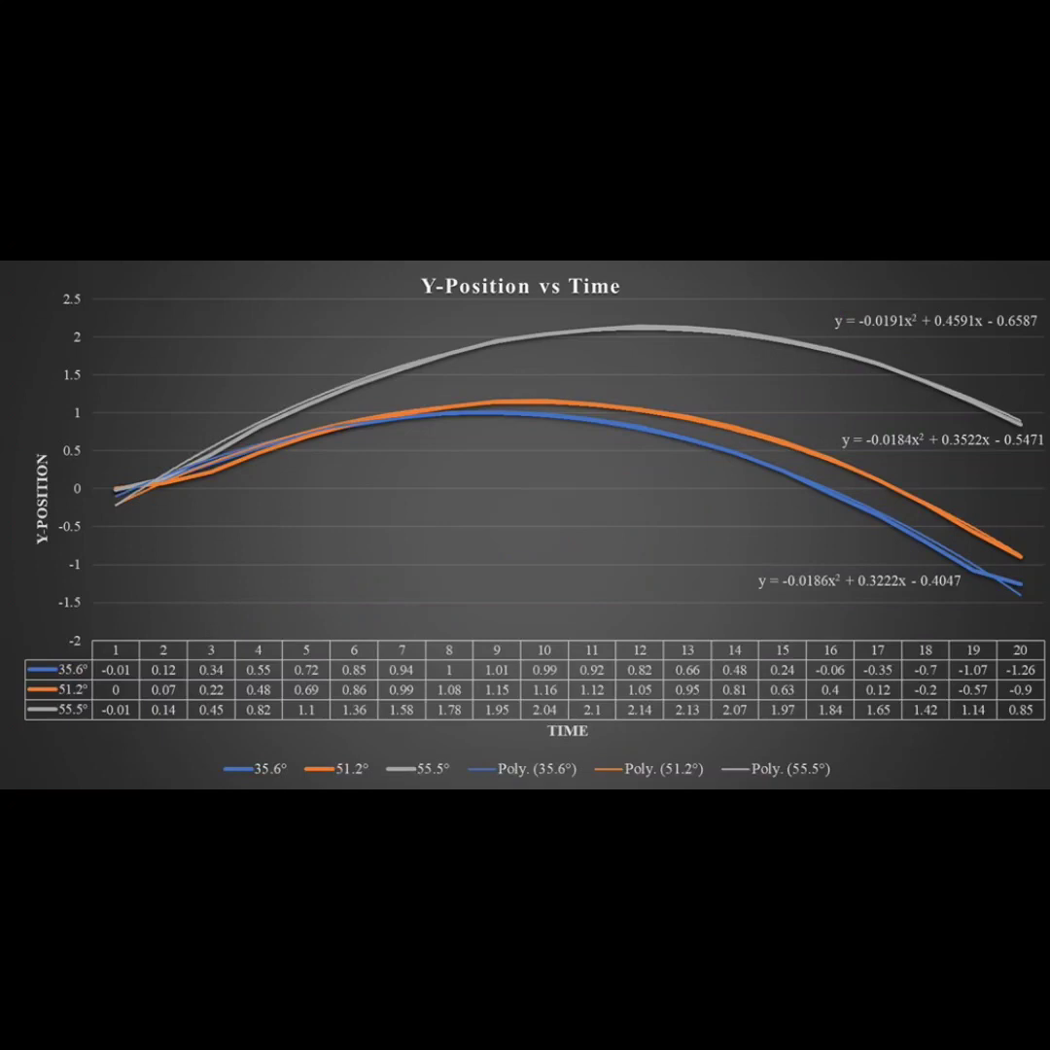Next, the location of the tennis ball rises as the angle increases in the y versus time graph. As can be seen by the peak, it also shows the direction of the ball as it proceeds down the path.